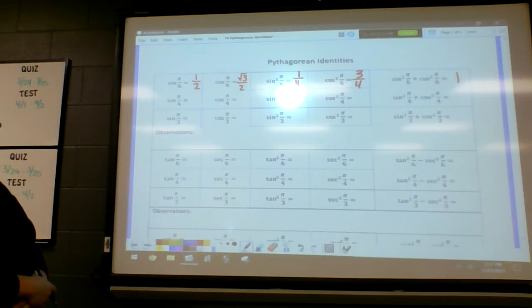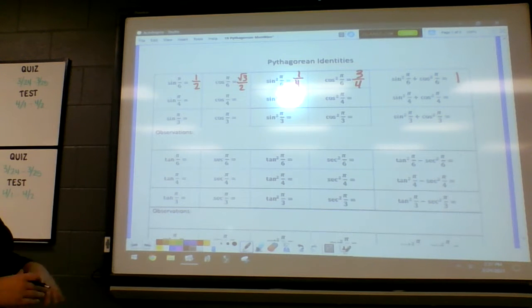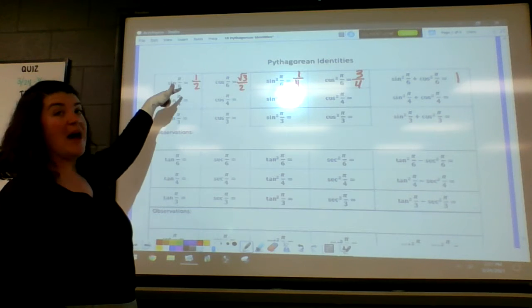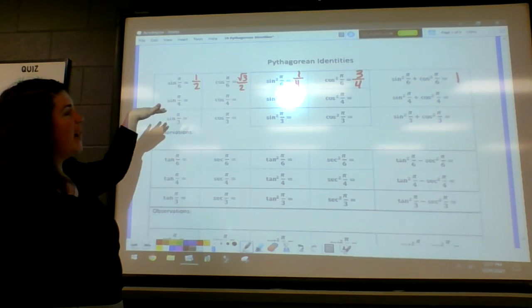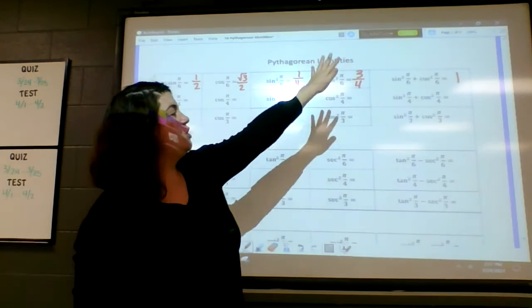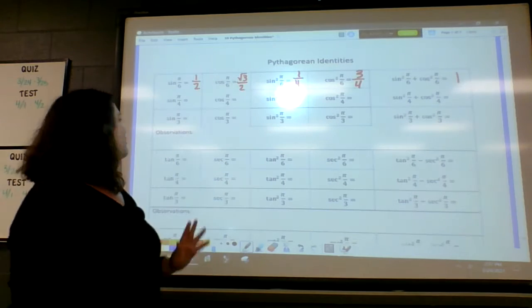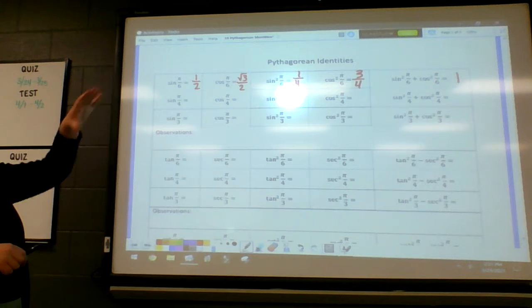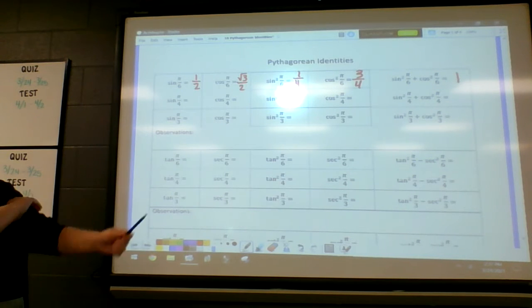All right. I want you to finish this section right here. So do the next 2 rows. This row is based off of pi over 4. The next row is based off of pi over 3. And pay attention to your last column and see if you can come up with any observations there. Okay. So finish this section and see what observations you have.